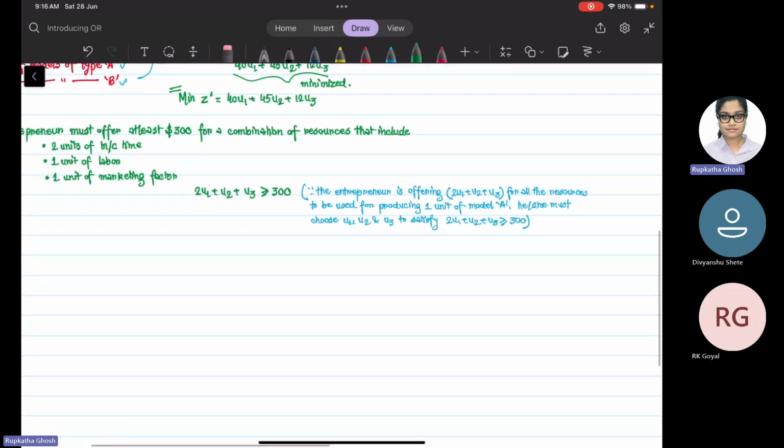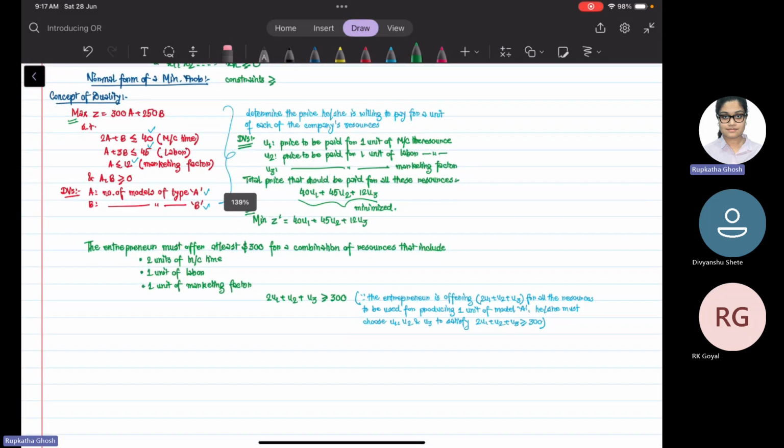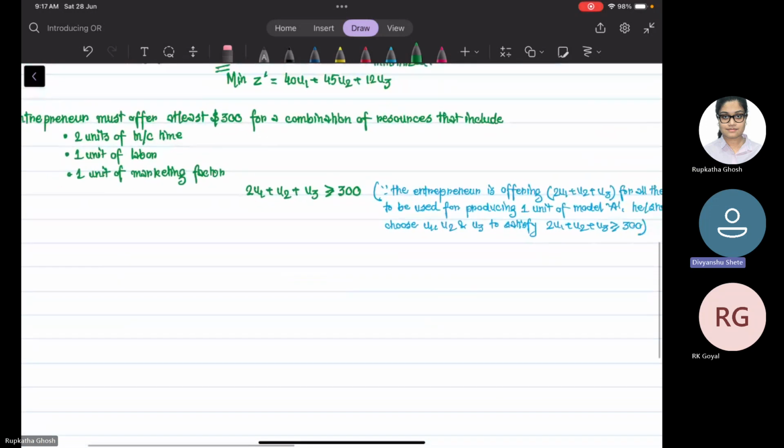Yes, ma'am. So the same reasoning you will apply. If you apply the same reasoning, you will see that in the same way, at least $250 must also be paid for the resources used to produce 1 unit of model B. So the values of U1, U2 and U3 should also satisfy the second equation. Can you tell me by seeing this? It would be U1 plus 3U2 should be greater than or equal to 250. Absolutely right. U1 plus 3U2 should be greater than or equal to 250.